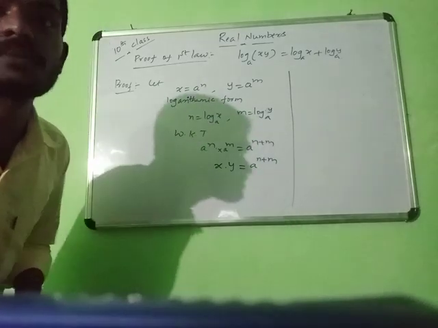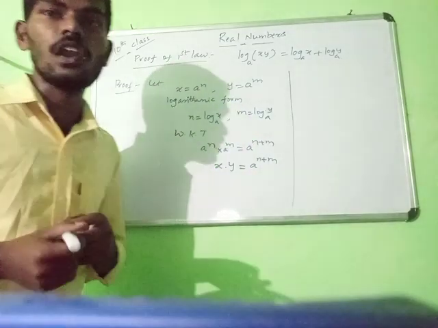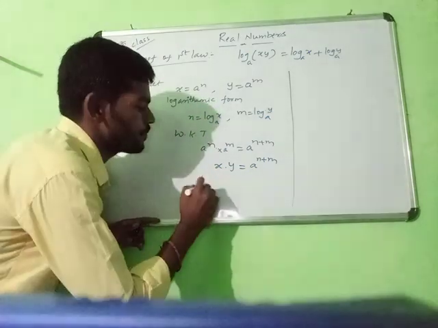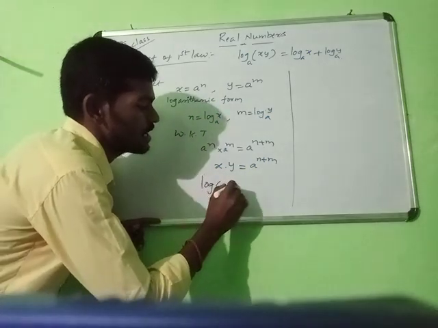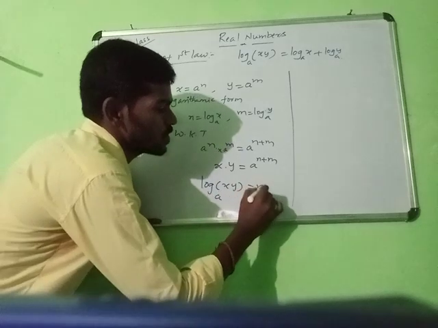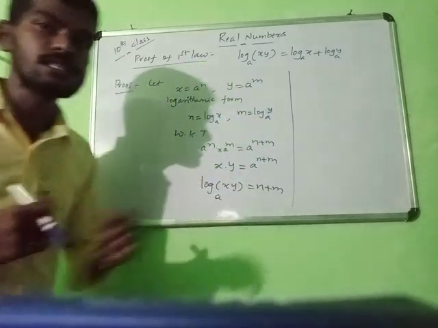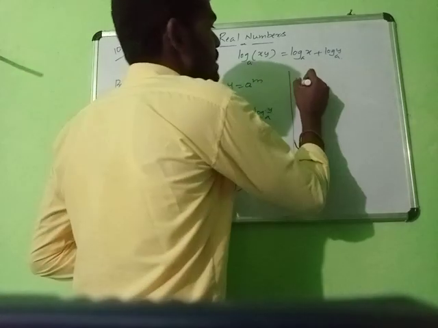Convert this one into logarithmic form again. Convert this one into logarithmic form, which means the base comes here. So what will come? Log of xy base a is equal to n plus m.